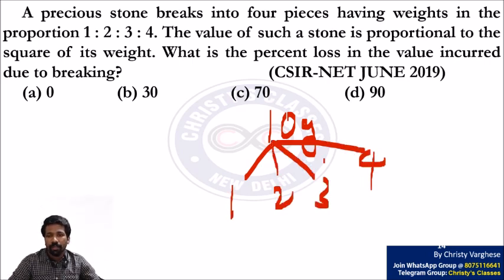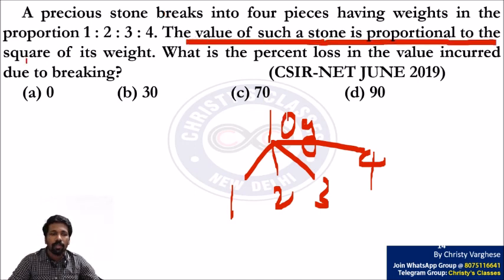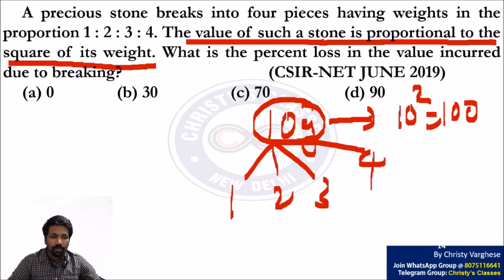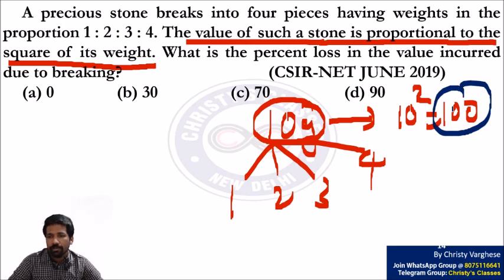The question says the value or price of such a stone is proportional to the square of its weight. So for example, for the 10 gram stone, the price will be proportional to 10 square, which is 100. Proportional to 100 means I will just assume it is equal to 100 itself, because that also satisfies proportionality. So 100 is the price of the 10 gram object. That means let the proportionality constant be 1.